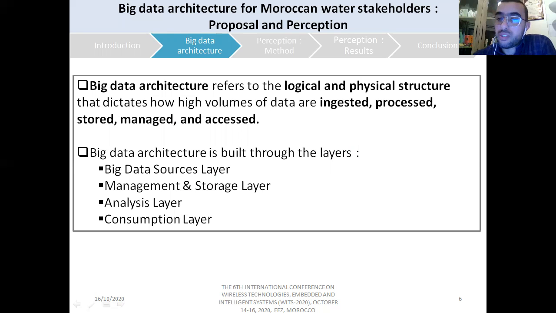Concerning water resources, the sector is characterized by an important number of actors, which can be classed into 2 categories: central actors and regional actors.